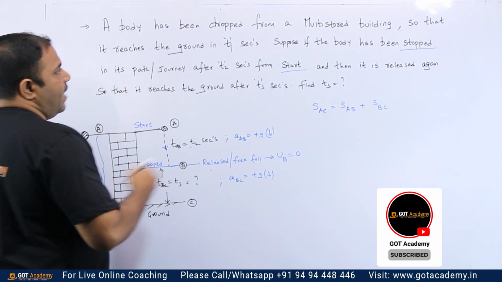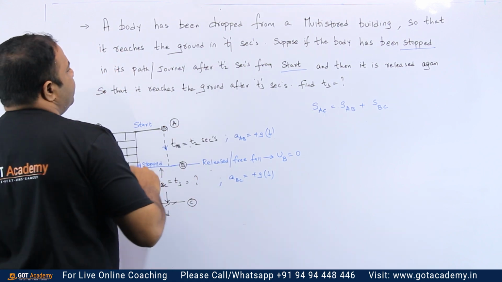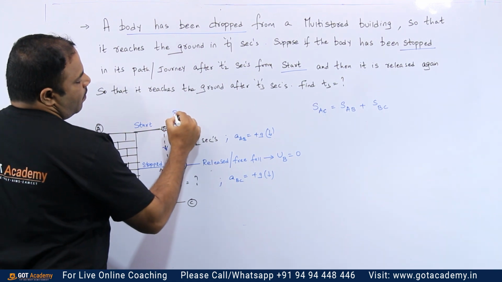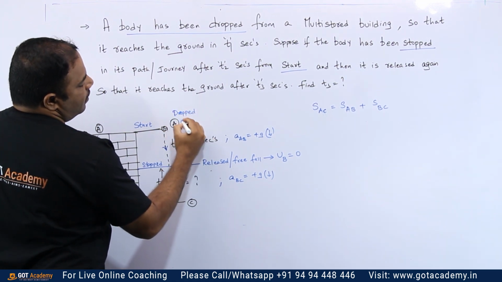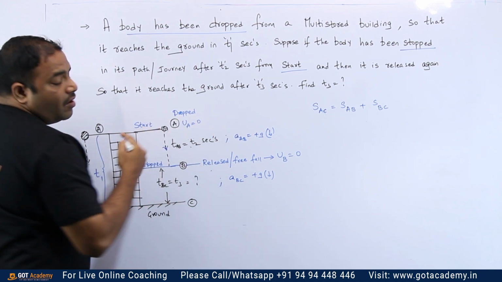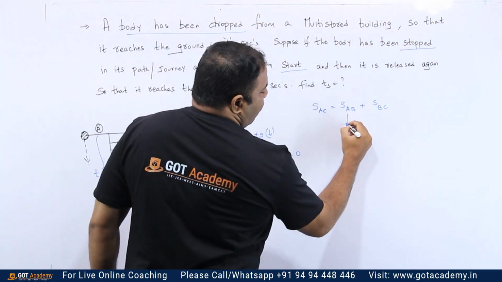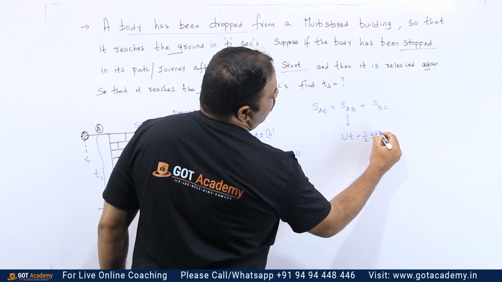So at point A, as per the given question, a body has been dropped. Dropped in the sense, as I told you earlier, the velocity at this point is equal to 0. So as for this formula, distance is ut plus half gt square.